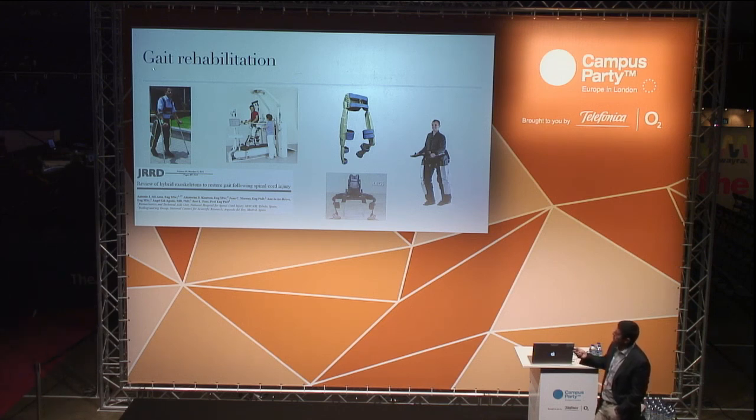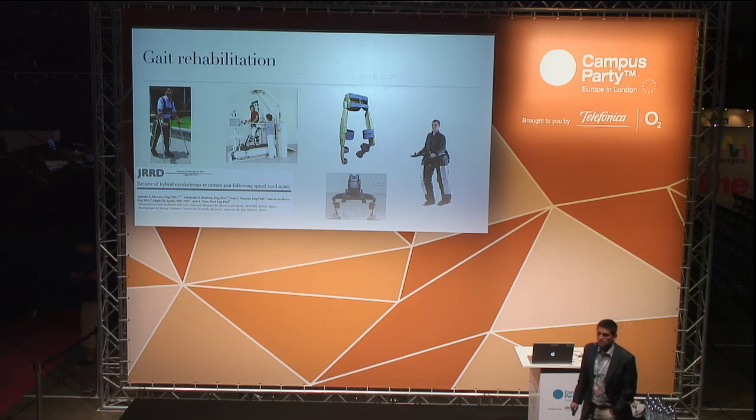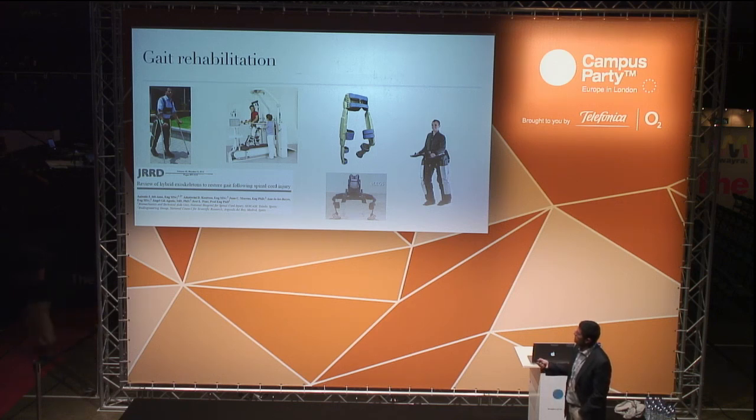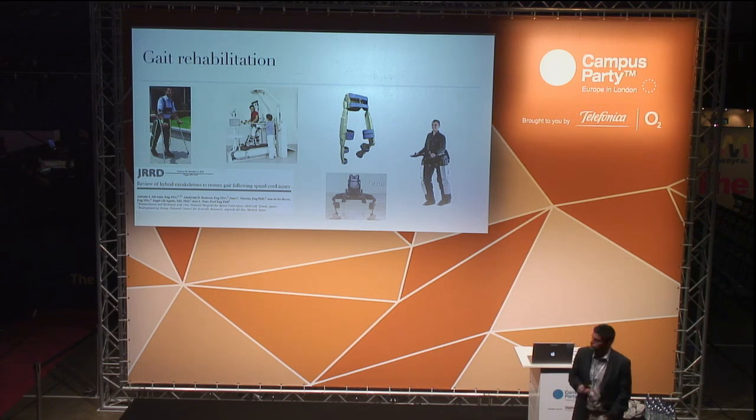So again, we are in the field of gait rehabilitation. There have been several prototypes in the literature, and some of them are already commercial. This is the well-known ReWalk system that was developed by an Israeli company for spinal cord injury patients. This is the Hocoma system that you saw before in the video, and these are different types of exoskeletal structures that are being developed in different groups around the world.